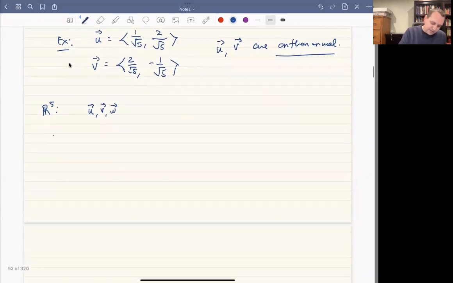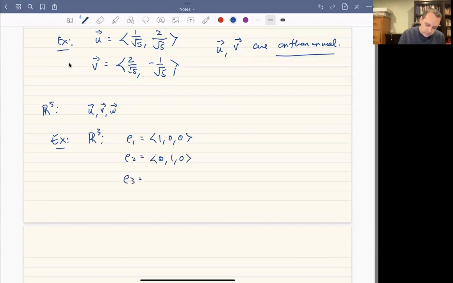In fact, if we think about the standard basis, so just think about R3, what's the standard basis for R3? Well, then we have E1, which is the vector 1, 0, 0, E2, which is the vector 0, 1, 0, and E3 is the vector 0, 0, 1. And we know that this is the standard basis in that it has a lot of nice properties.